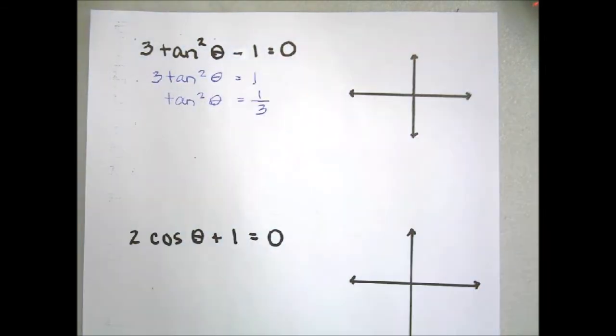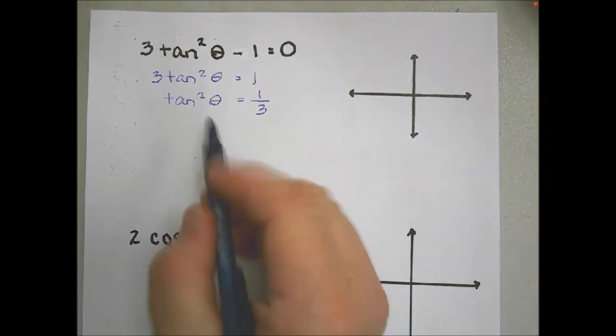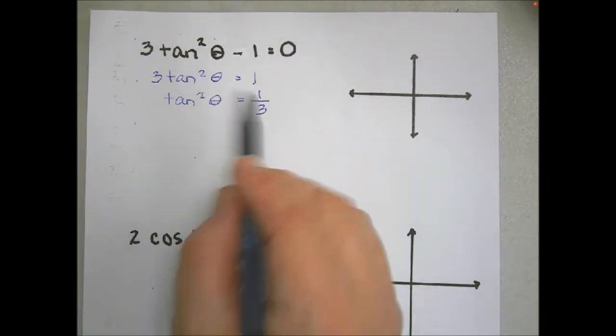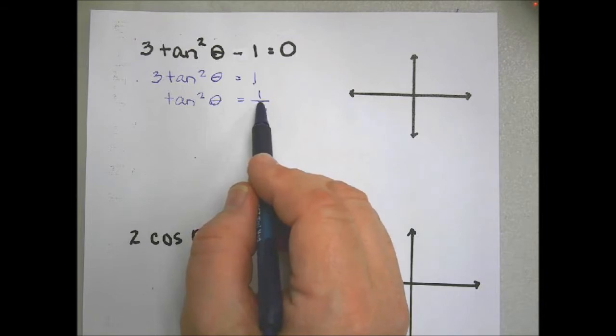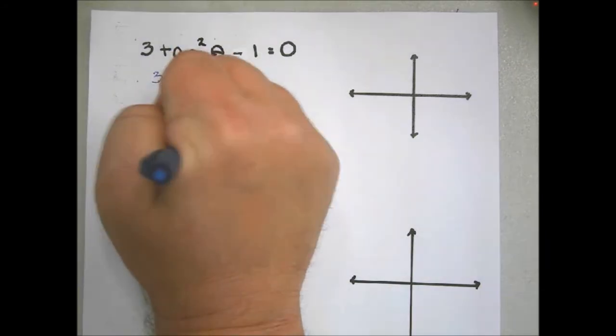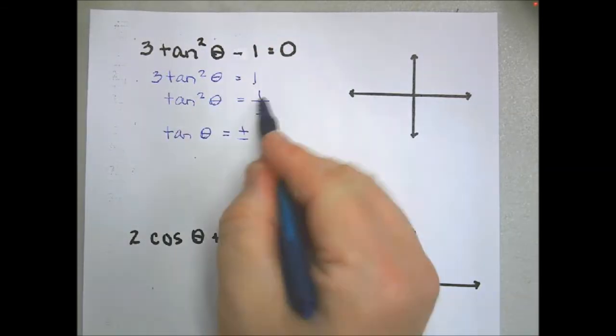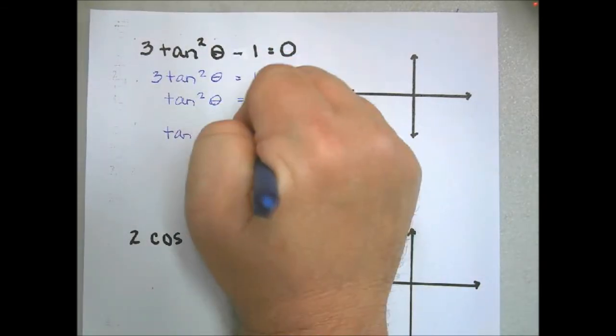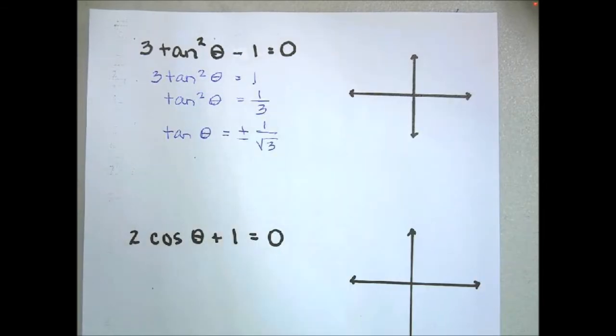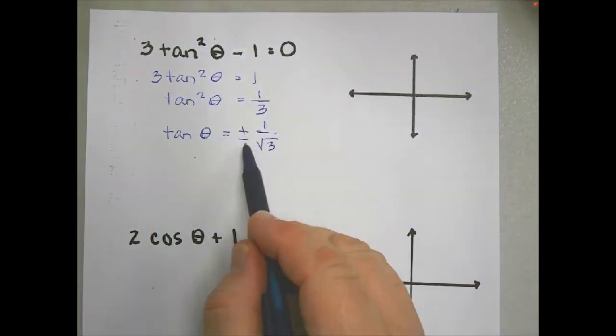Now here's where we're going to get all 4 answers. We're now going to take the square root. When we take the square root of this, it's going to give us plus and minus answers. So tangent theta equals plus and minus. Now the square root of 1 is still 1, but the square root of 3 is simply square root 3. And that tells us we're in all 4 quadrants, because 2 of my answers are going to come from the positive quadrants, and 2 of my answers are going to come from the negative quadrants. So we really don't have to figure out what quadrants we are in.